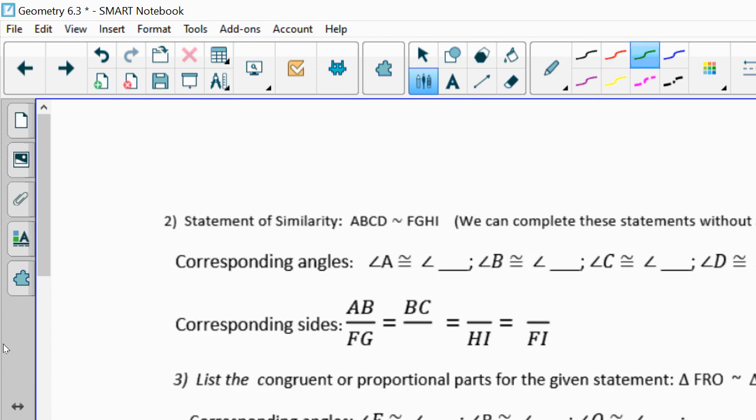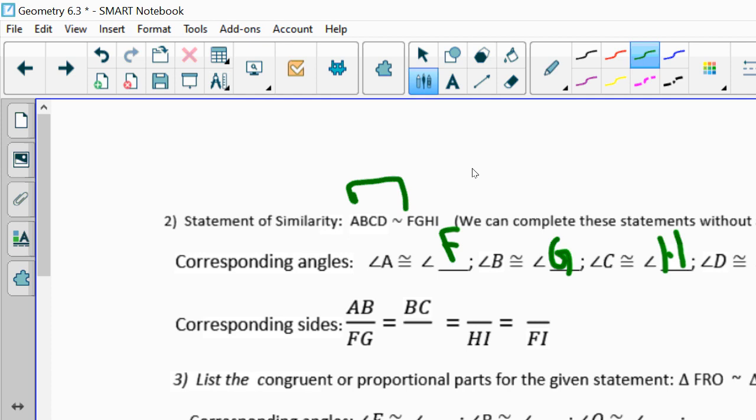All right, example number 2 on the back. Here we don't have a picture, we're just going to look at the statement of similarity. ABCD is similar to FGHI. Corresponding angles: angle A is congruent to angle F, they're in the same spot. Angle B is congruent to angle G, angle C congruent to angle H, angle D congruent to angle I.